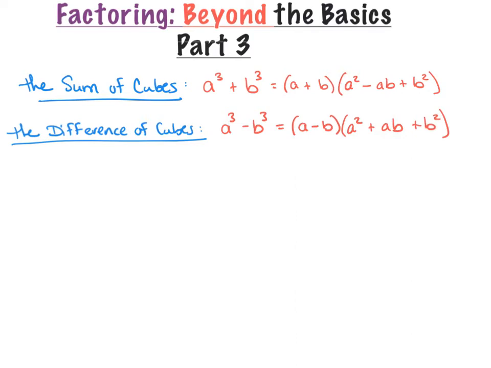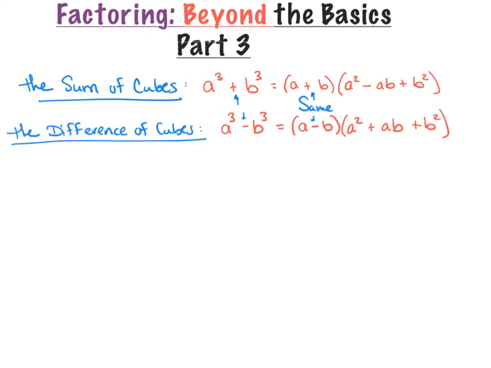So what I want you to notice about these formulas is they both start off with a binomial, a and b, and the sign for the first two is the same sign as the question has. So if we have the sum of two cubes, the sum is in the first binomial. If we have the difference of two cubes, the difference is in the first binomial.